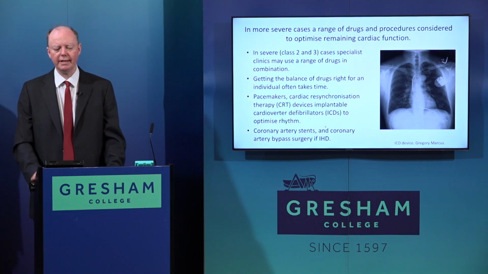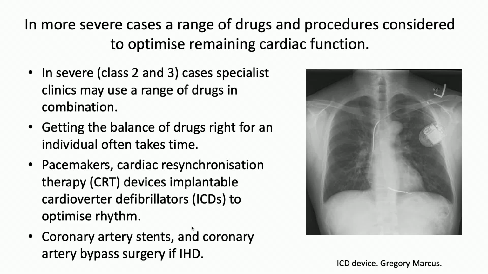In more severe cases, however, people may well need a much wider range of drugs, and this tends to be done by specialist clinics. And often it takes a while to get the right combination of drugs. Very often there are side effects, for example, on the kidney, which can very often simultaneously have problems. And so it may take a while to get the particular combination that works best for an individual.